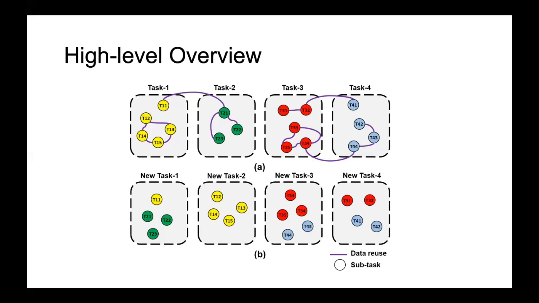And the bottom of this figure, figure B here, shows the newly generated tasks after applying our mix and match approach. As you can see, we reorganize the subtasks and generate new tasks such that the intra-task data reuse for the new tasks is maximized. So given the particular example here, T11 has a reuse with T21, and now T11 and T21 reside in the same new task, which is labeled as new task 1 here.